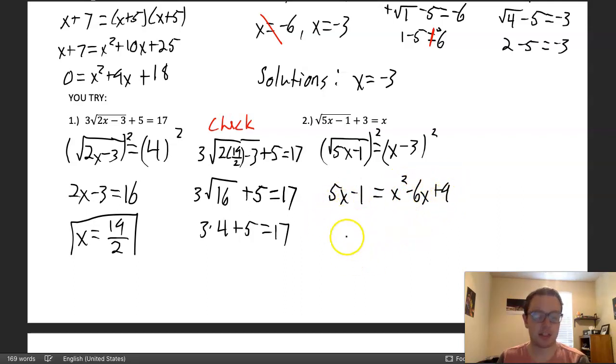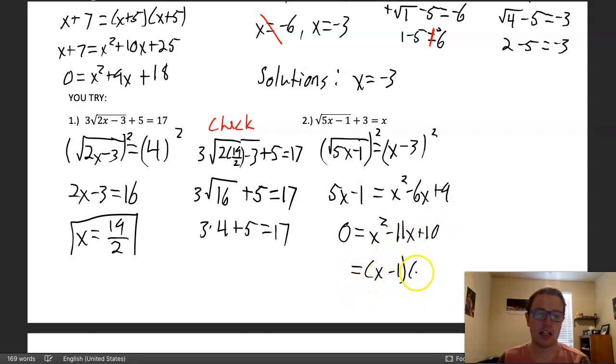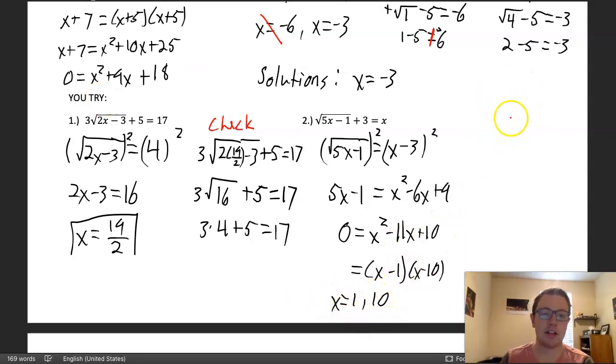Now, because this is a quadratic now, we're going to get everything to one side and try to factor. Where this becomes 0 is equal to x squared minus 11x plus 10. Or that's x minus 1, x minus 10. So the solutions we expect are x is equal to 1 and 10. But we need to check both 1 and 10 to see whether either of those are extraneous solutions.